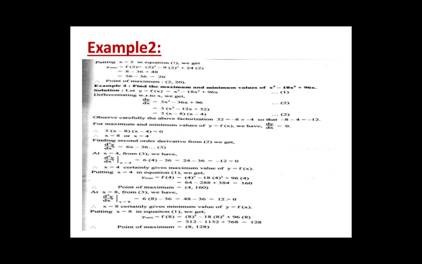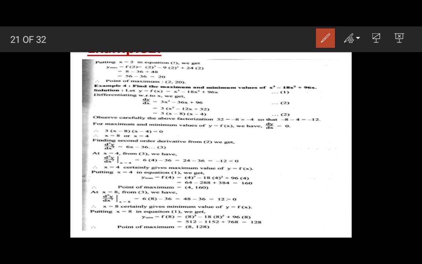Okay, so the other example is, question is here, find the maximum and minimum value of x cube minus 18x square plus 96x. So first step is find dy upon dx. So dy upon dx is 3x square minus 36x plus 96. Then 3 common, so we get x square minus 12x plus 32.